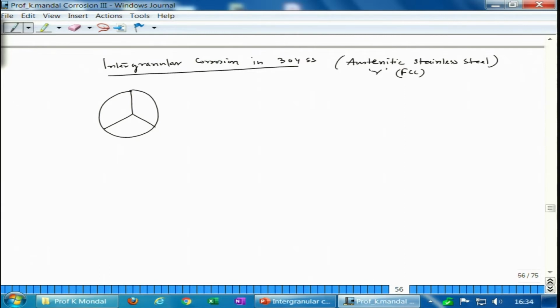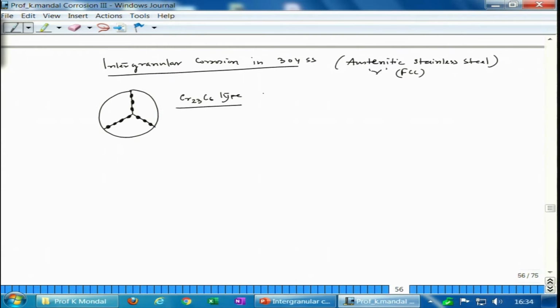Face centered cubic, and here the precipitate forms, which basically forms a kind of network of precipitates along the grain boundaries, and this precipitate is basically nothing but Cr23C6 type. Okay.